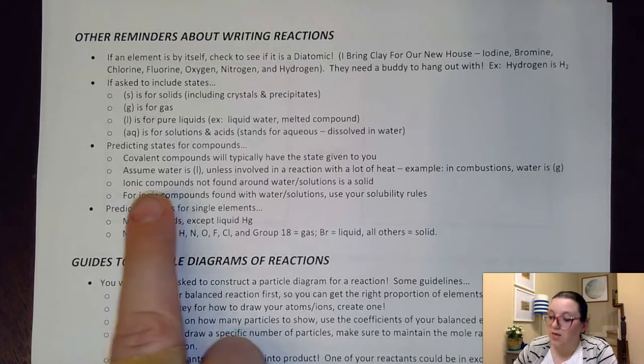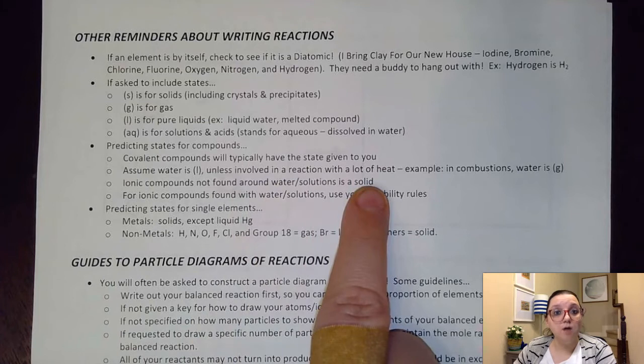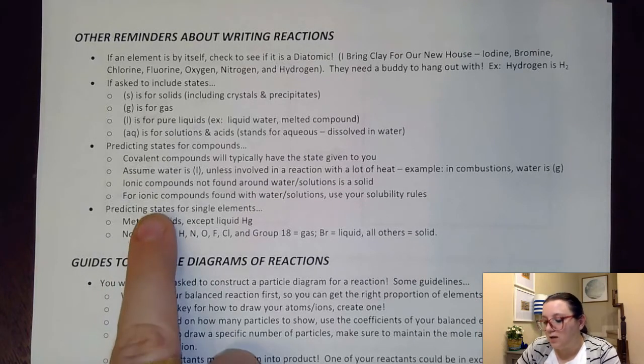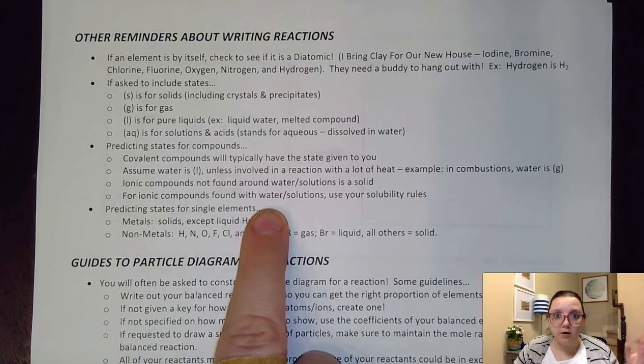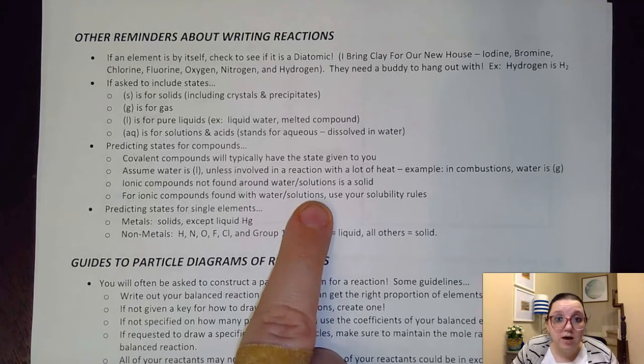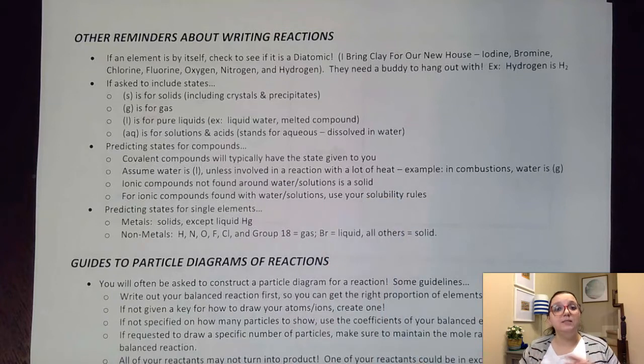Ionic compounds that are not found anywhere around water do tend to be a solid. Remember, ionics have really high melting and boiling points, so it would make sense that they would be a solid at room conditions. However, if the ionic compound is anywhere near water, either because water got produced, water was the other reactant, or maybe you just had some solutions that were present, then you would want to double check your solubility rules to see whether or not it is for sure dissolved in that new solution you're creating.